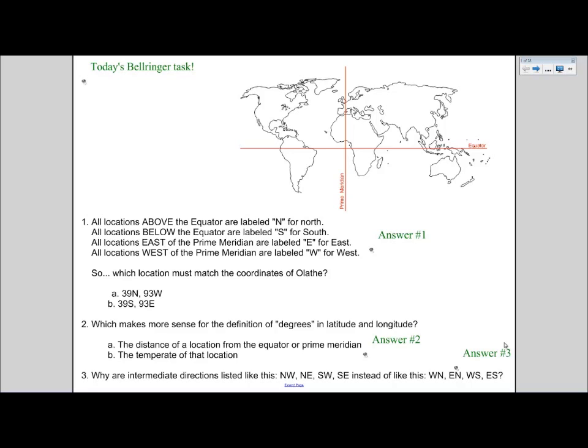The way I remember that the N for north and the S for south always come first is because of the north and south poles. They're so important in our globe that when we describe a compass rose, we even list them first. We always say north, south, east, and west. So just remember when you're labeling, the N and the S, north and south, always come first.